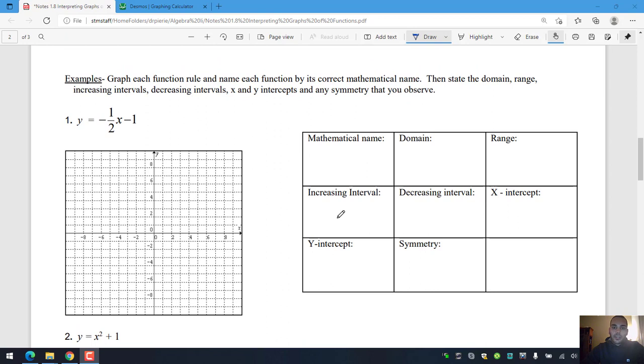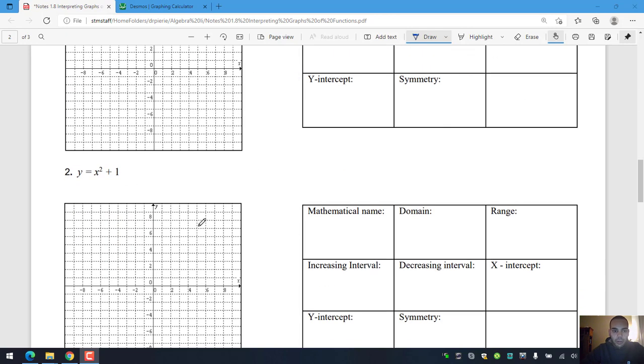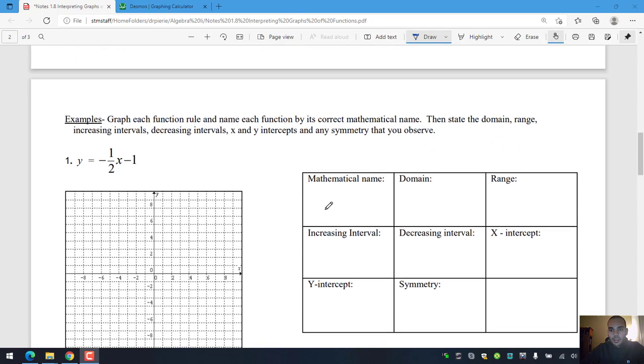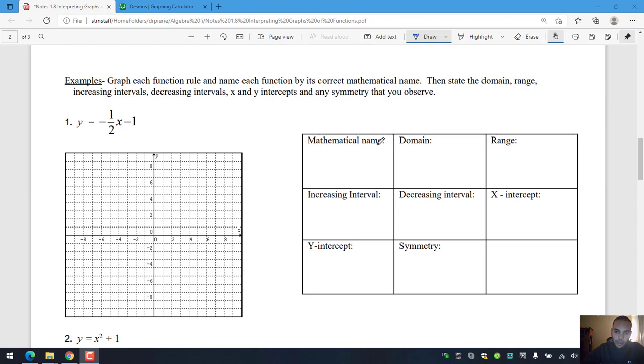For these examples, it says a bunch of different stuff. It says first, graph each function rule and name each function by its correct mathematical name. We'll talk about the names of these ugly looking equations in a second. And then it says after that, state the domain, the range, increasing intervals, decreasing intervals, x and y intercepts, and any symmetry that you observe. So a ton of different stuff.